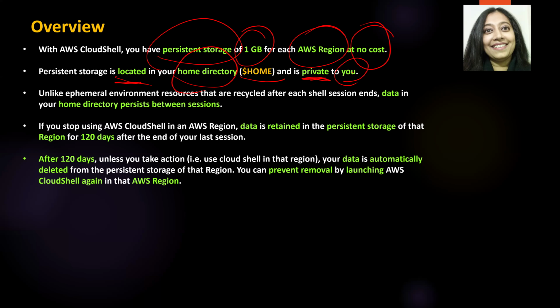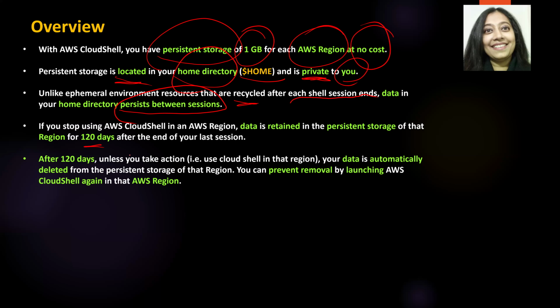Now, unlike the ephemeral environment resources that are recycled after each shell session ends, data that is stored in your persistent storage, that is your home directory, persists between sessions. So it's persistent in nature. Now you may ask, how long is this data going to last? Typically this data is persisted for 120 days.